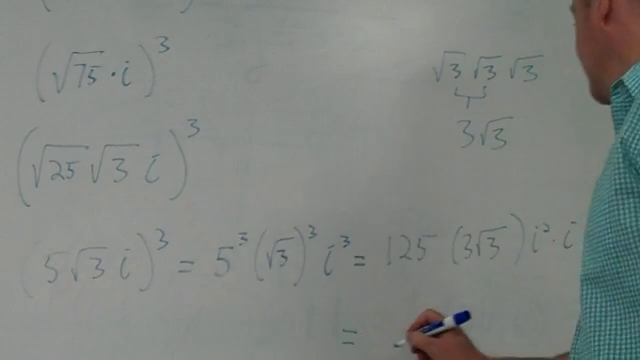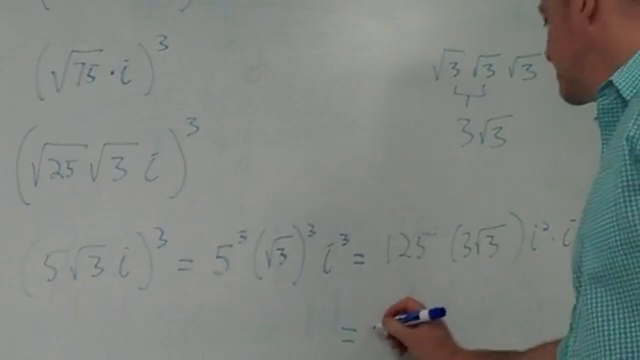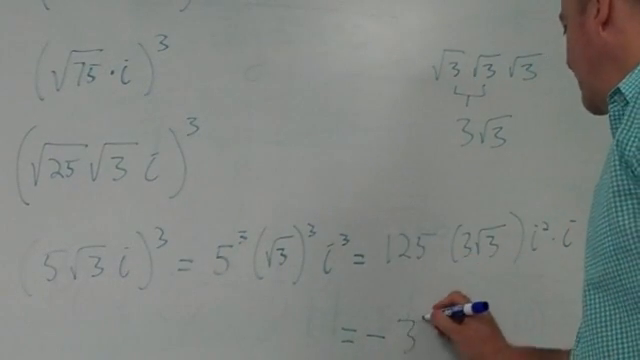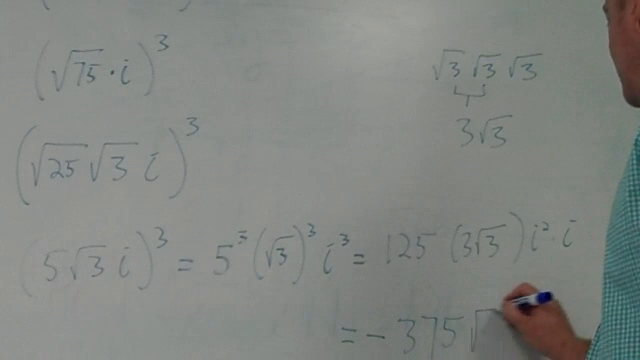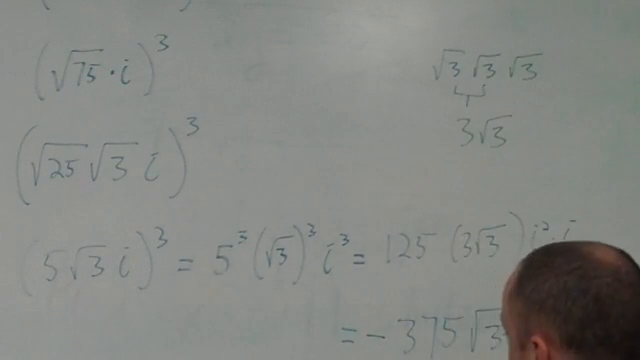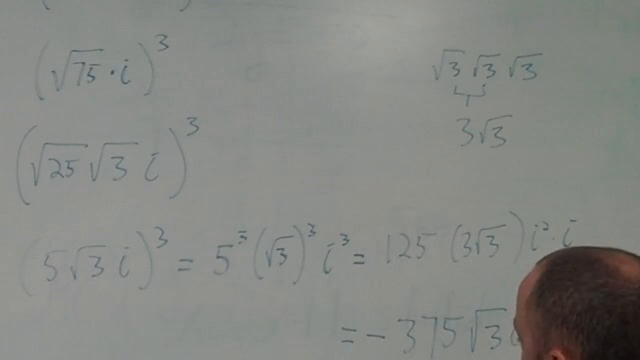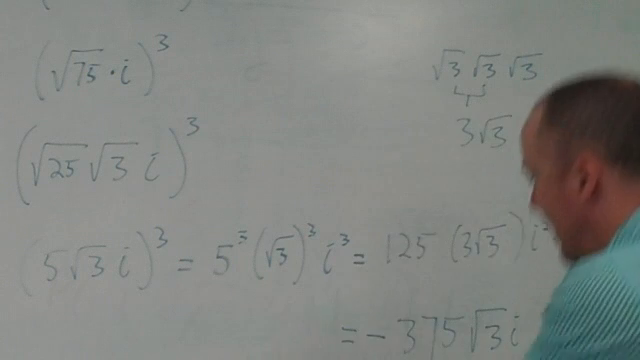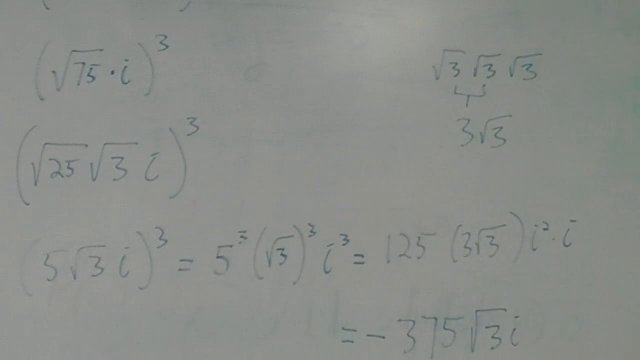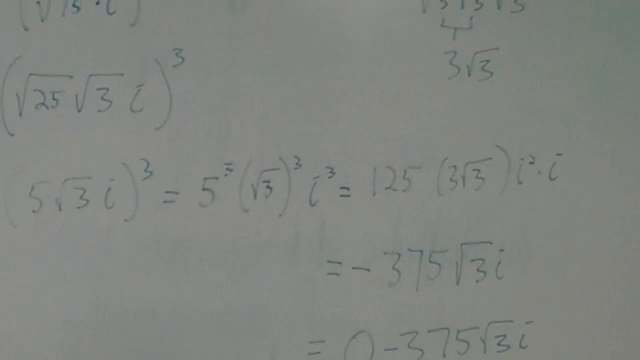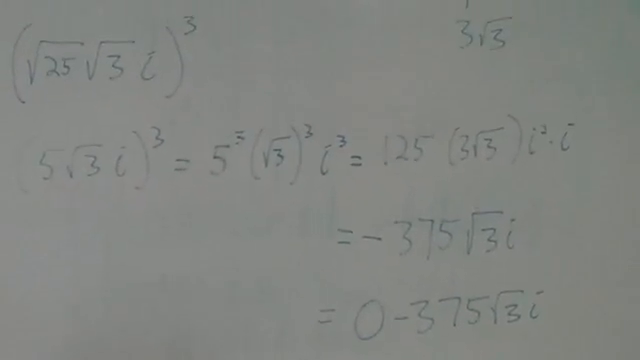So this whole thing is going to be negative 125 times 3, which is 375 root 3i. And since it said write it in standard form, your final answer will be 0 minus 375 root 3i. That's annoying, but can you handle it? Think that's doable? Maybe.